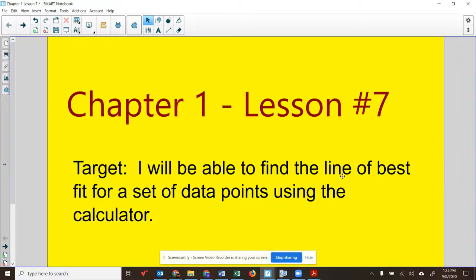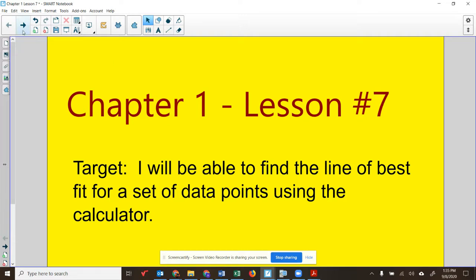So when we did lesson 6, we were finding a line of best fit by picking 2 points and coming up with the slope and writing the equation. If you would pick 2 different points, you'd come up with a slightly different equation, and the same thing when you pick different combinations of points, you're going to get different answers. Well, what we're going to do today is we're going to have the calculator find the line of best fit using all of the points.